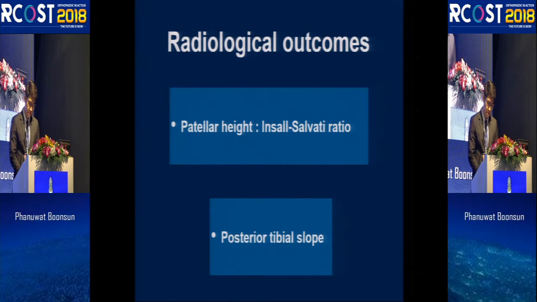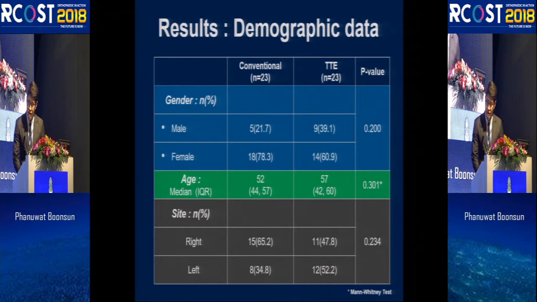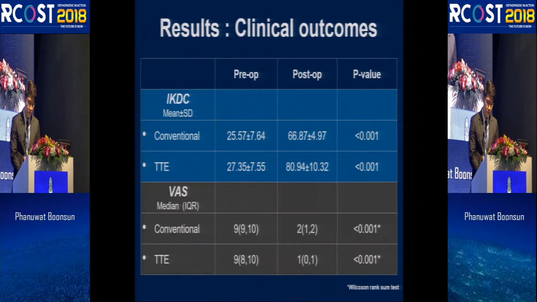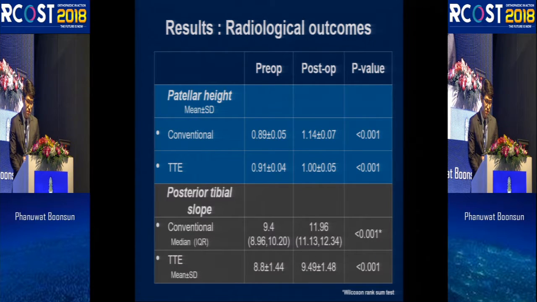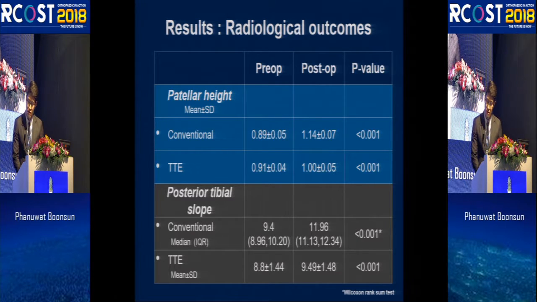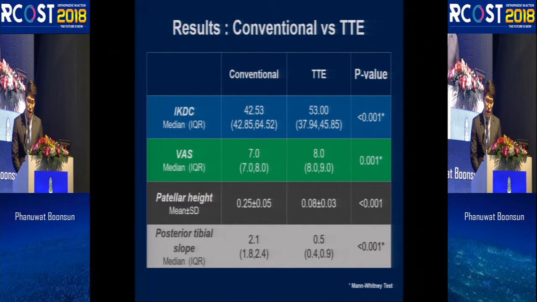For results at 2 years, there were 46 patients divided into 23 patients in each group, with no difference in demographic data. For clinical outcomes, a significant improvement in IKDC scores and visual analog scale was observed in both groups. For the radiological outcomes, both groups showed a significant increase in patellar height and posterior tibial slope. And when comparing the two groups, there was a significant improvement in clinical outcomes as well as radiological outcomes in the tibial tubercle elevation method.